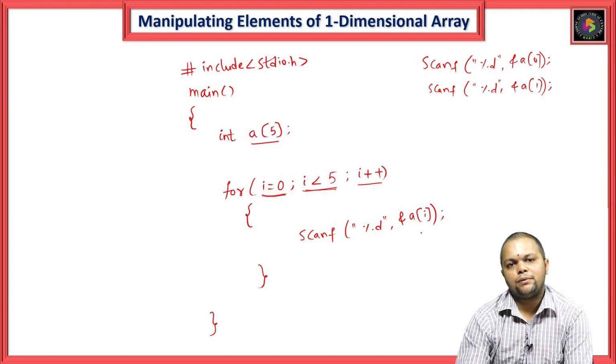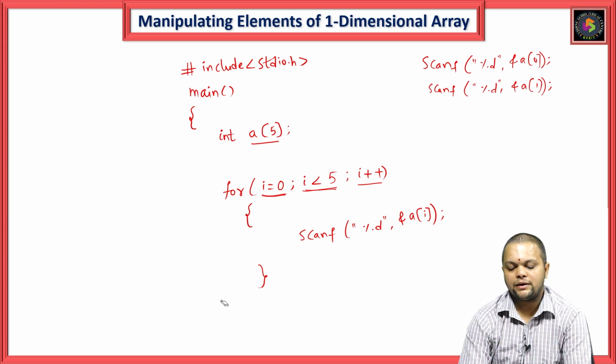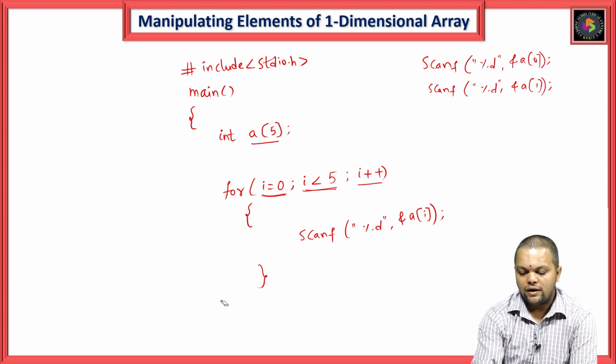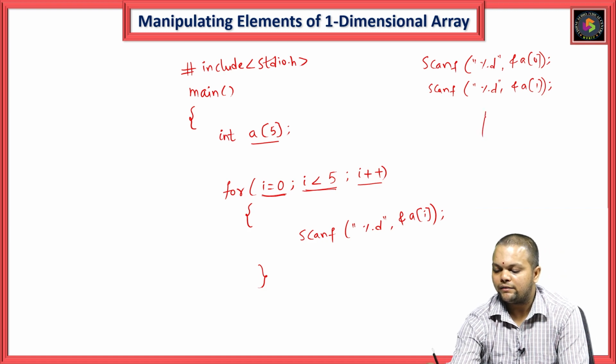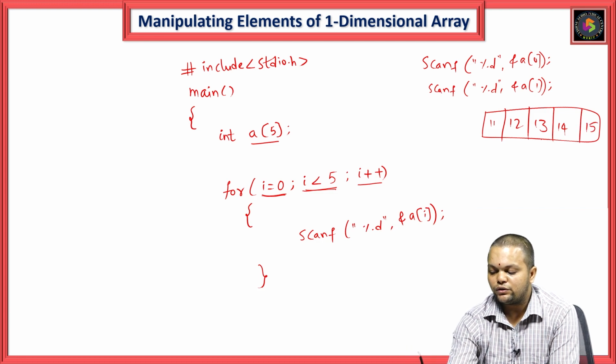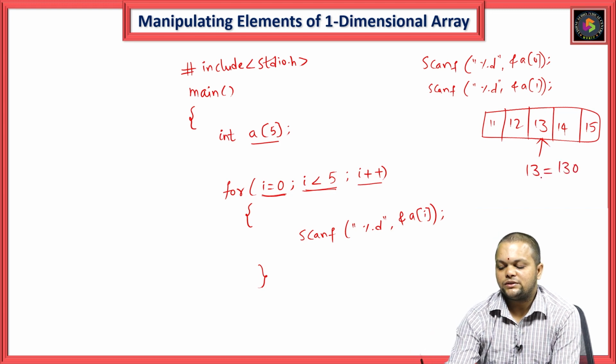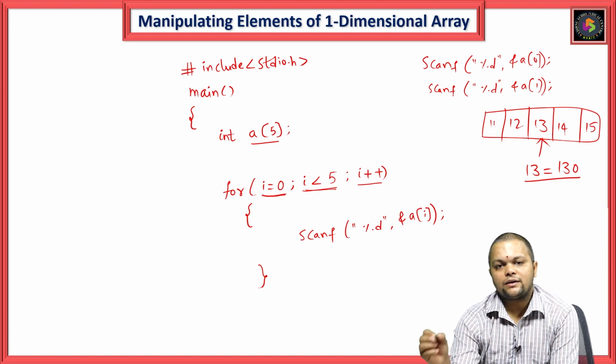If you want to manipulate that array element, manipulate is nothing but changing the value of that particular array element. So I have given like this. So my array will be like this. I have given 5 values. I will give 11, 12, 13, 14, 15. I have given 5 values here. So if I want to change the value of 13, I need to change the value of 13 to 130. If I want to change the value, then where is that location?